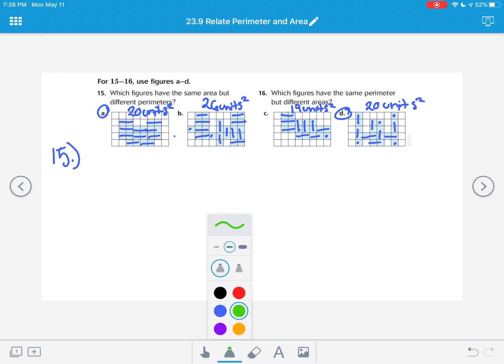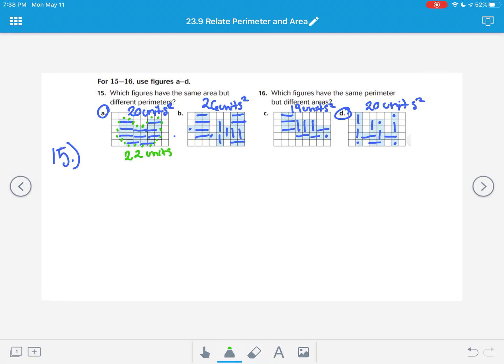So I'm going to use green to show you how I'm going to do that. I'm just going to count all the way around the figure. So 1, 2, 3, 4, 5, 6, 7, 8, 9, 10, 11, 12, 13, 14, 15, 16, 17, 18, 19, 20, 21, and 22. So the perimeter is 22 units for A.